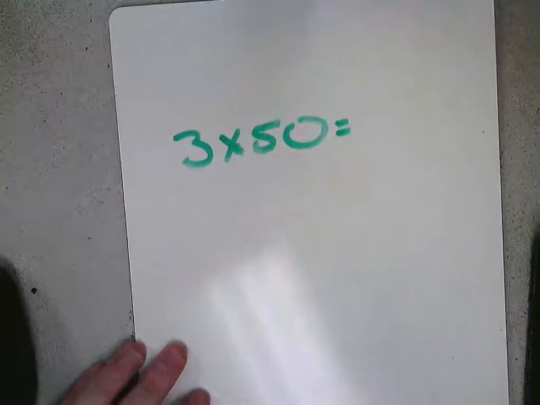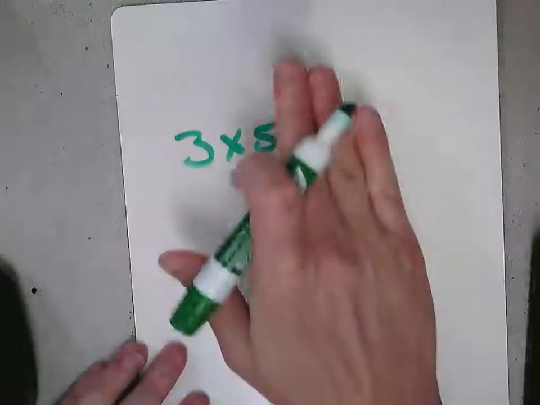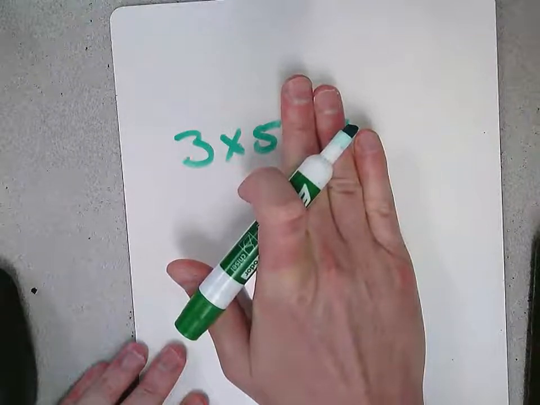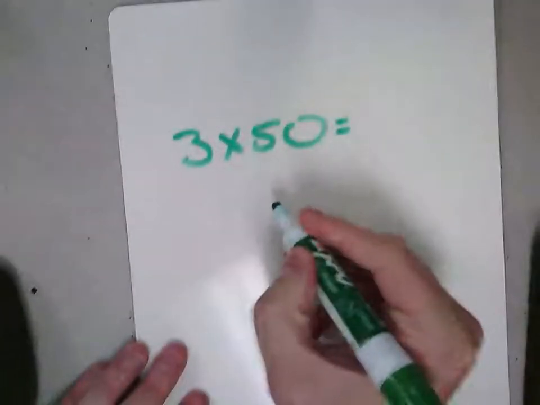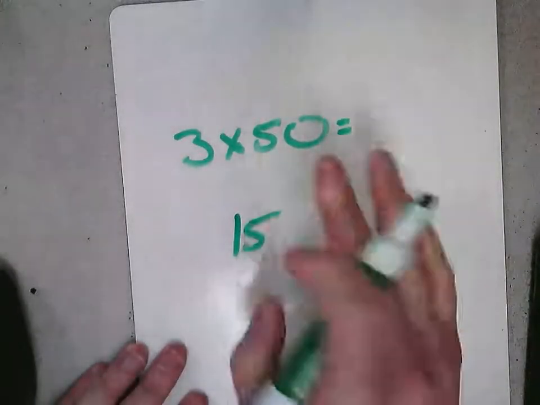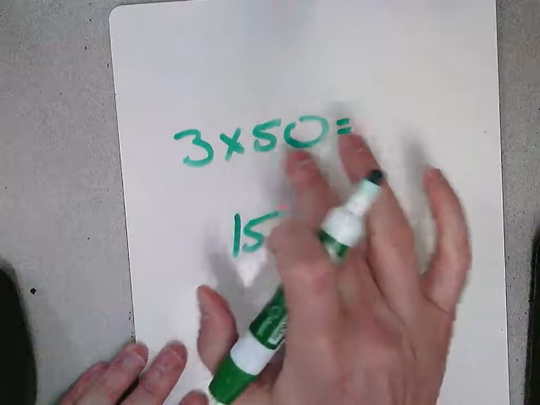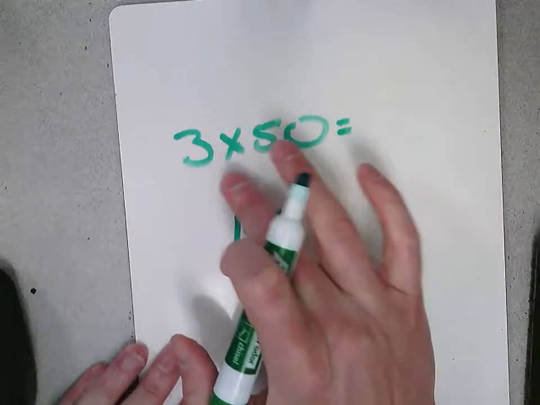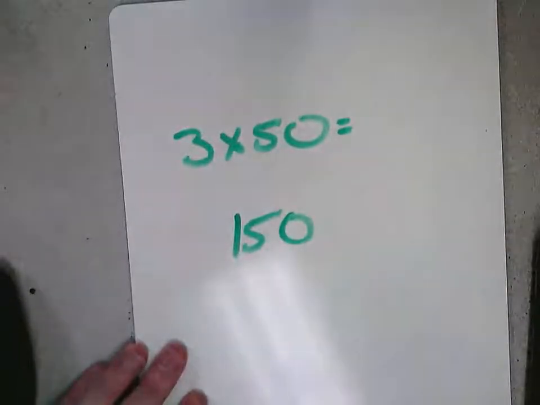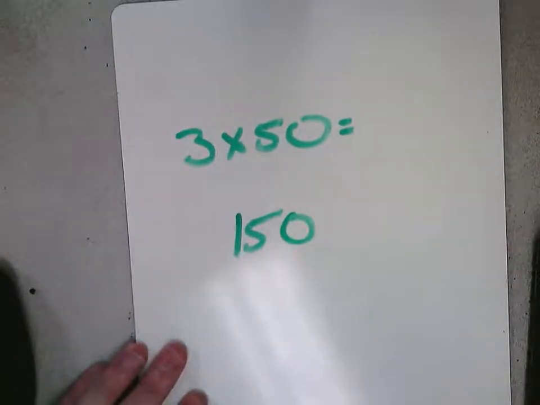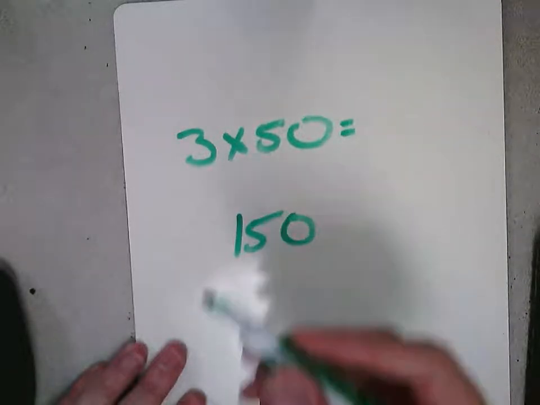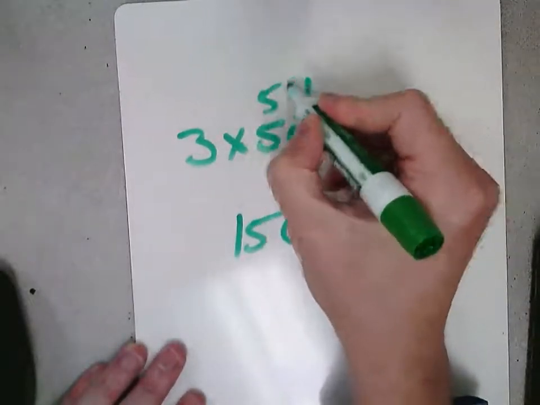So what you do is start by 3 times 5. Ignore that 0. Ignore the fact that it's 5 tens. Just start with 3 times 5 ones. Okay? 3 times 5 is 15. But it's not 5 ones. It's 5 tens. So 3 times 5 tens is 15 tens, or 150.